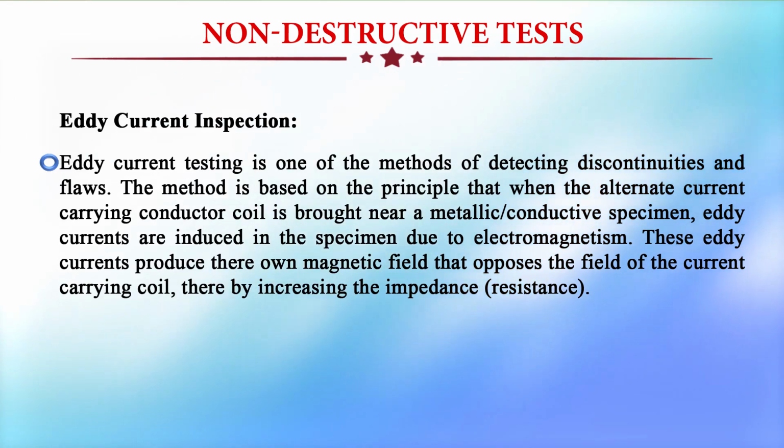Then eddy current inspection. Eddy current testing is one of the methods of detecting discontinuities and flaws. The method is based on the principle that when an alternating current carrying conductor coil is brought near a metallic or conductive specimen, eddy currents are induced in the specimen due to electromagnetism. These eddy currents produce their own magnetic field that opposes the field of the current carrying coil, thereby increasing the impedance or resistance.